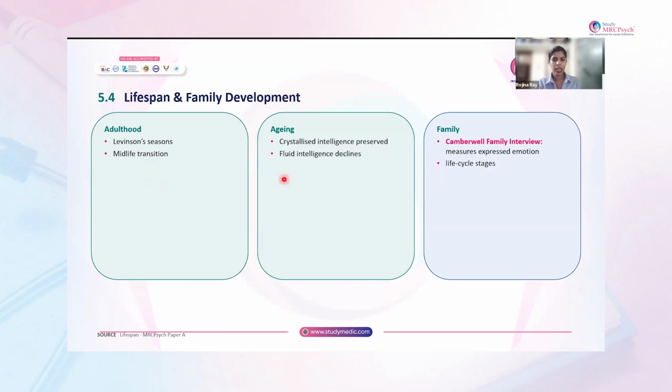Now, as people age, the different aspects of intelligence change differently. So you may be familiar with the terms crystallized intelligence and fluid intelligence. Crystallized intelligence is simply the accumulated knowledge and life experience. Over time, as the individual ages, crystallized intelligence is preserved, or it may even improve. Whereas fluid intelligence involves problem solving, processing speed, or the ability to learn new information. So this fluid intelligence tends to decline as individuals age.